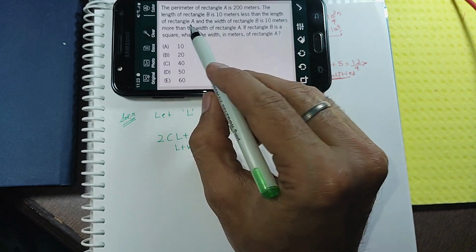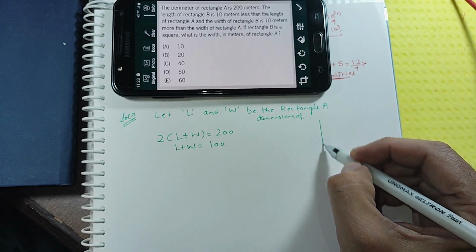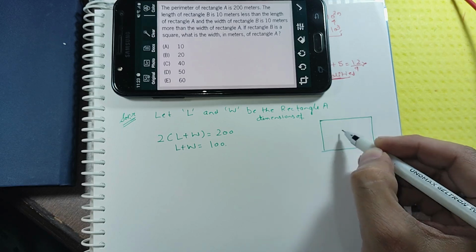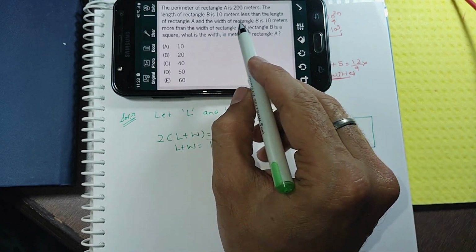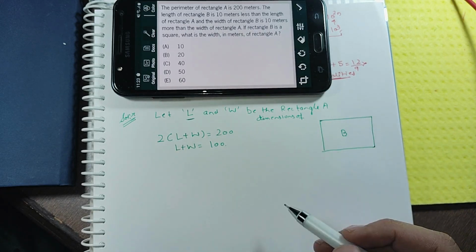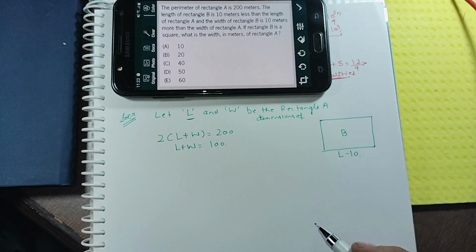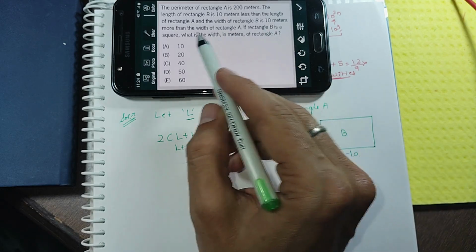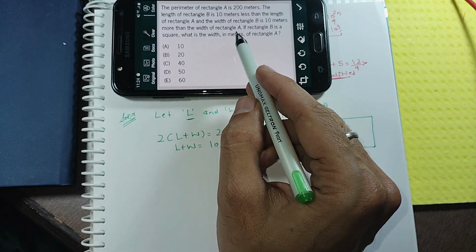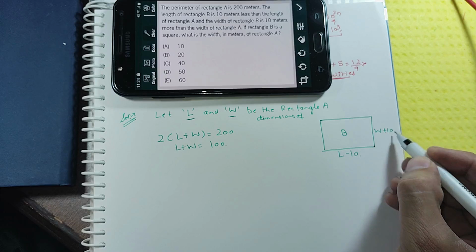Now it has been said that the length of rectangle B is 10 meters less than the length of rectangle A. So let us suppose this is rectangle B. The length of rectangle A we have assumed to be L, so L minus 10 will be the length of rectangle B, and the width of rectangle B is 10 meters more than the width of rectangle A. The width is W, so that will be W plus 10 meters.